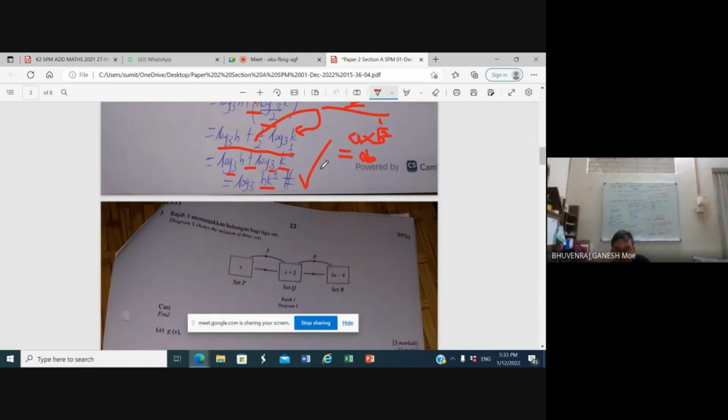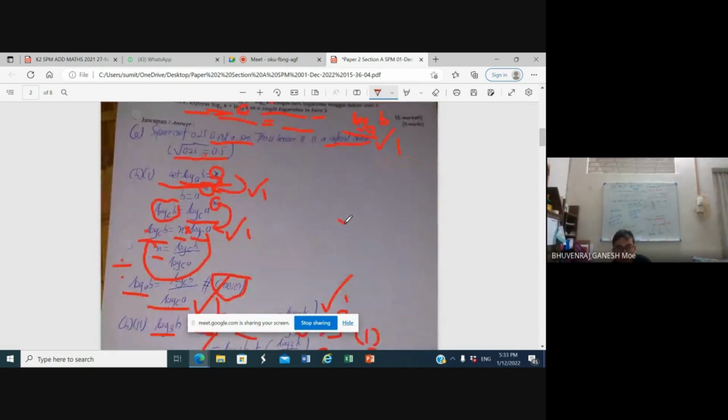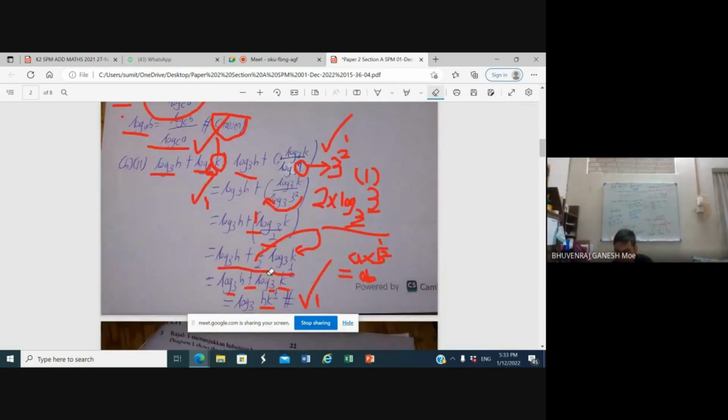Okay, yeah, this is your log. One whole question done already. So this one is total 7 marks. 7 over 7. So log is not that hard to score actually, if you remember the rules. You see all the whole question I played is on rules only.